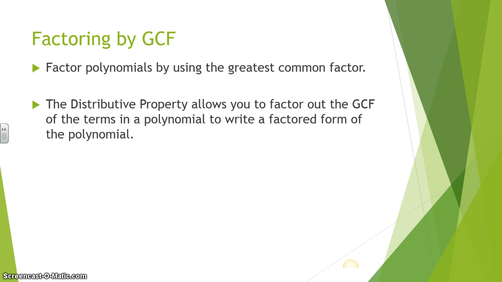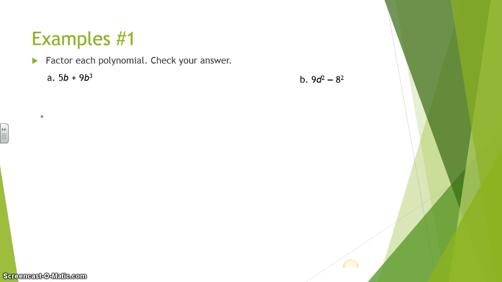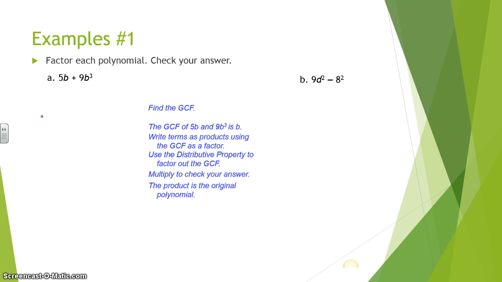So with these two sayings here, we're going to be looking at some different examples working with factoring out the greatest common factor. Here, for example A, we have: factor each polynomial. For A, we have 5b plus 9b to the third. So the first thing we want to do is factor out 5b and 9b to the third and find the greatest common factor between each of those.